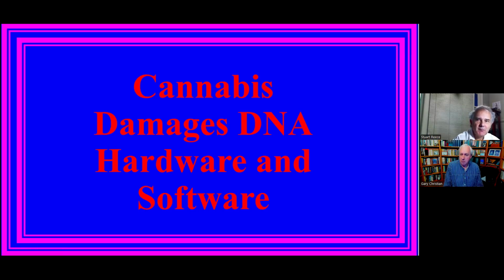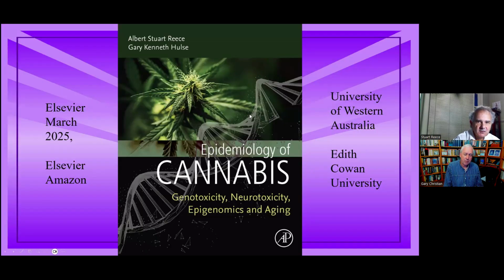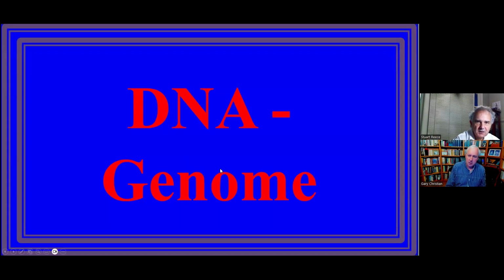In other words, it's not the hardware that's different. The genes are the same from one cell to the next. What's different is the way the software must be expressing the genes to produce the different appearances and functions of those cells. So we're talking about the DNA hardware and the software. The hardware is called the genes or the genome, and the software is called the epigenome, which is Latin for upon or across the genes. These subjects are discussed in great detail in our upcoming book, Epidemiology of Cannabis, which we expect to be out in the next few weeks.